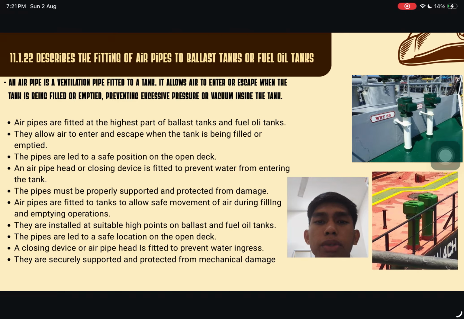Air pipes are normally installed at the highest point of the tank because air collects at the top. The pipe is then led to a safe location on an open deck. At the outlet, an air pipe head or automatic closing device is fitted. This device allows air to flow but prevents seawater, rainwater, and other liquids from entering the tank.